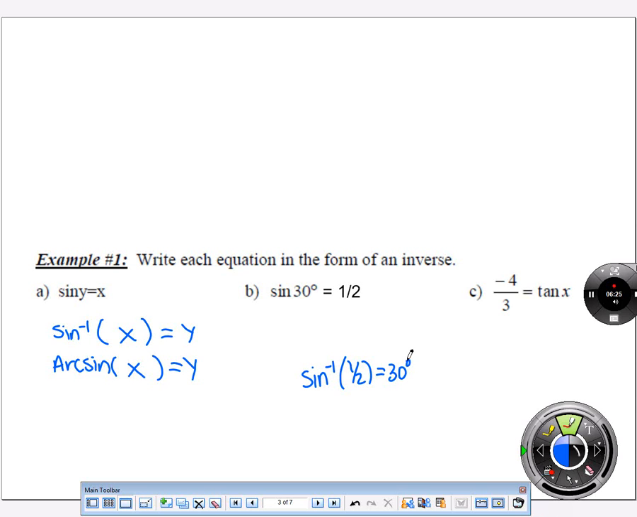All right, who can tell me what C would look like if we rewrote it as an inverse? Right now it says tangent of x is equal to -4/3. So if you want to use an inverse, what's it going to have to look like? Okay, so instead of regular tangent, we have inverse tangent, and then we kind of switch up what's the input and what's the output. They're not giving me an angle, they're giving me a side length, and I would tell them the angle. Okay?